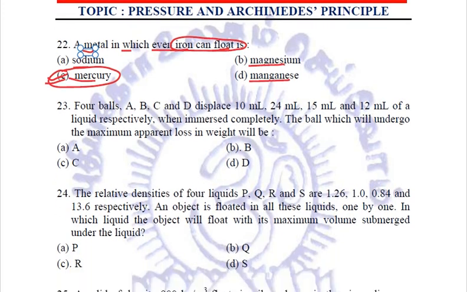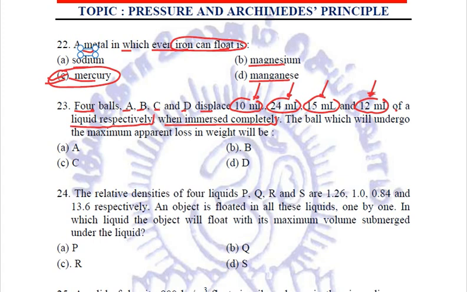Let us see the next question. Four balls A, B, C and D displace 10 ml, 24 ml, 15 ml and 12 ml of a liquid respectively when they are immersed completely. Now we can relate that the amount of liquid displaced by them depends on the volume, right? Because the liquid is the same, the buoyant force acting will be the same on all these four balls.